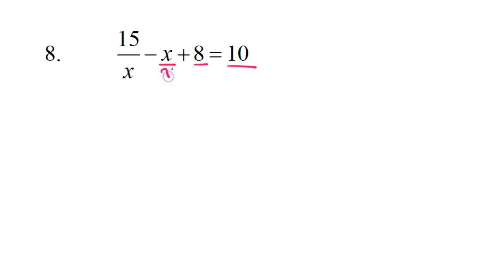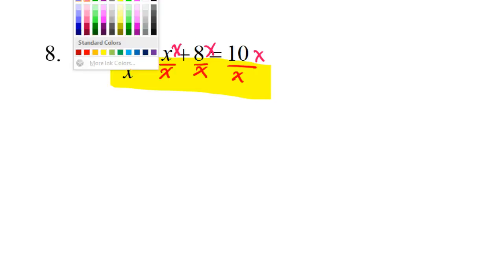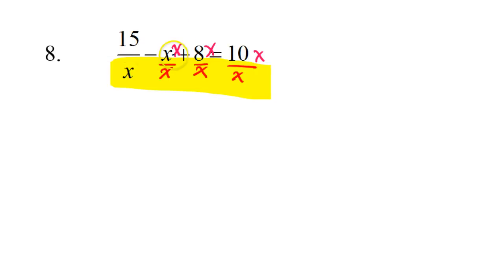So I'm going to put an x everywhere, but every time I do that, I've got to put one in the bottom and the top. So x, x, x, x, x, x. Now all of the denominators are x. Once the denominators are all the same, you can ignore all the denominators. So I'm canceling the denominators out and just looking at the numerators.